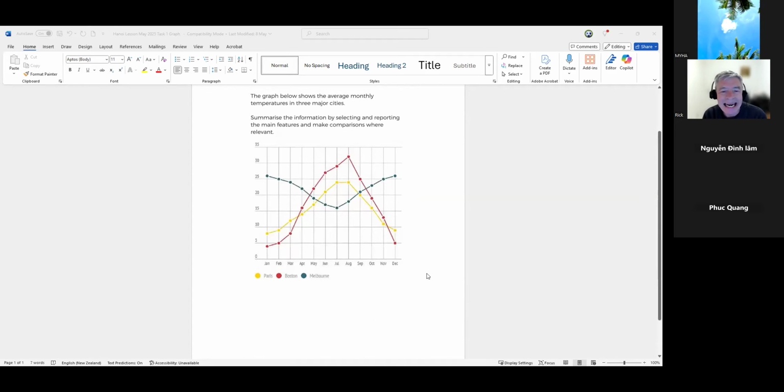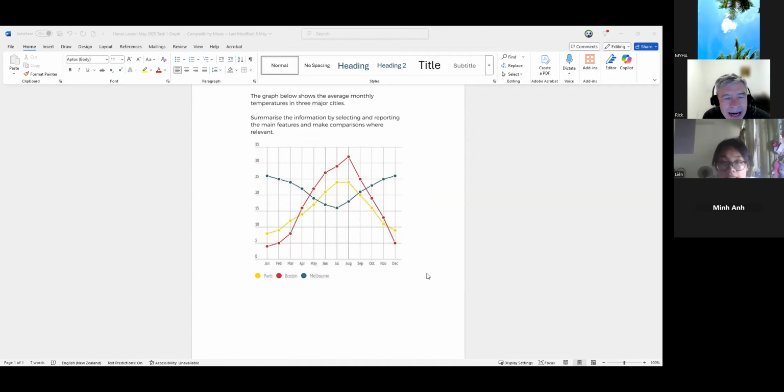Okay, Ming Ang, can you see the graph on your screen? Yes, teacher. Good. Lian, can you see? Yes, I can see. Good. Lian, can you please read for me what the graph is about and what you have to do?